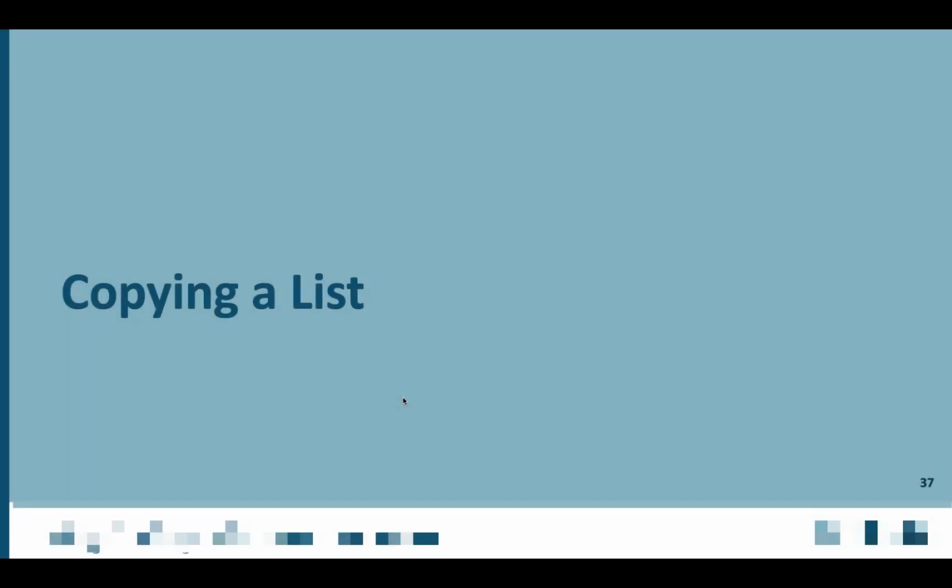All right, so let's go ahead and start talking about the computer science concept of copying a list. The programming language that we're looking at specifically is Python. I'm going to show you two different ways. One of them is the incorrect way, and the other one is the correct way to copy a list.